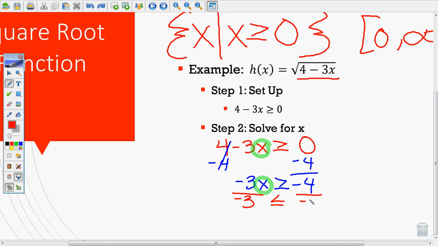And then you continue to divide. When you divide or multiply an inequality by a negative, you have to flip the switch. Flip the switch. Flip your signs.